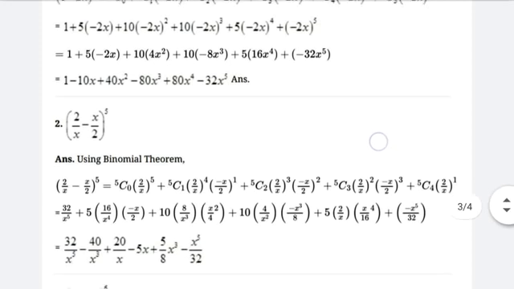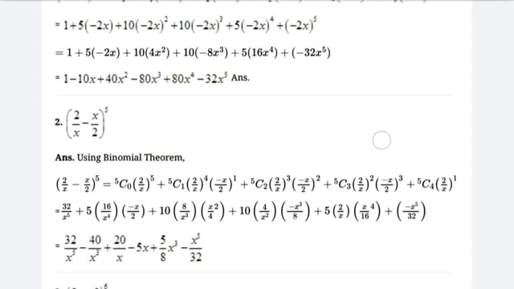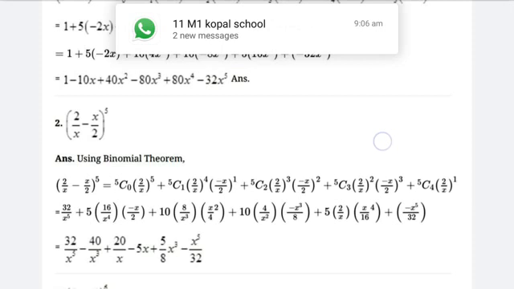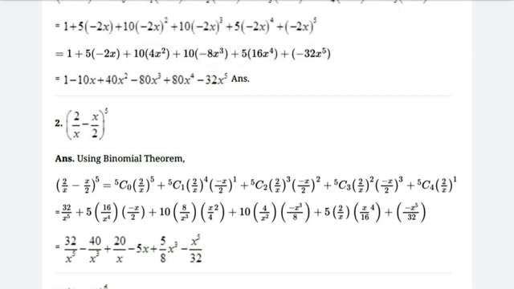Similarly, question number 2. Question number 2 says (2/x - x/2)^5. Simply put the values here also. By doing so, you will get the value 32/x^5 - 40/x^3 + 20/x - 5x + (5/8)x^3 - x^5/32. Right? This is the required solution of question number 2.